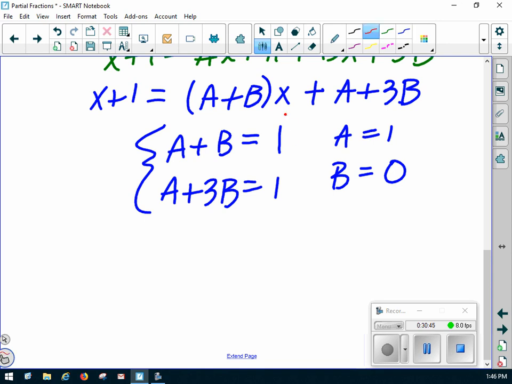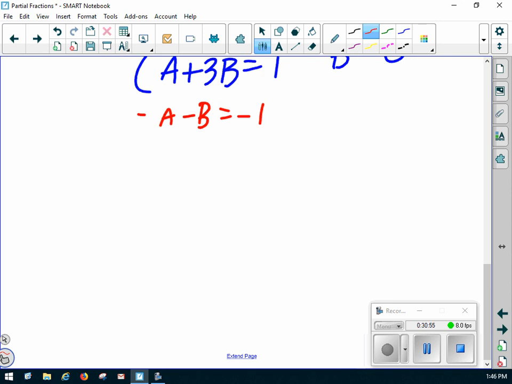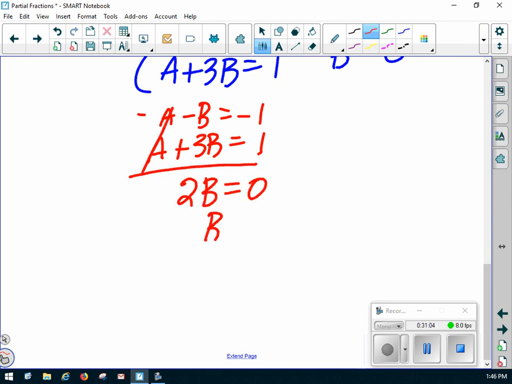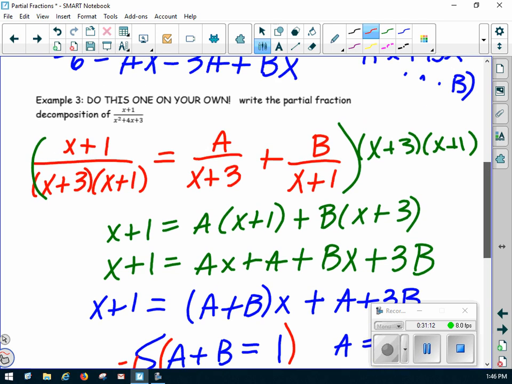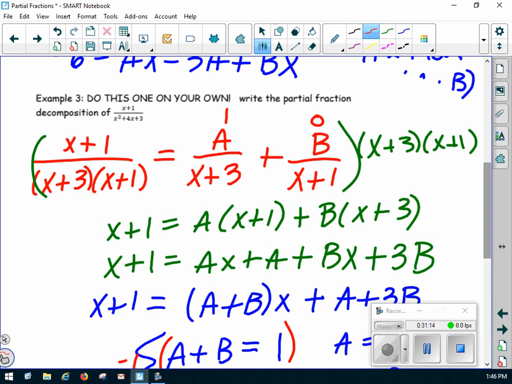I would probably multiply this by -1. So that would give me negative a minus b equals -1. And, well, that works. And then a plus 3b equals 1. So that'd be 2b equals 0. So a is 1, b is 0.